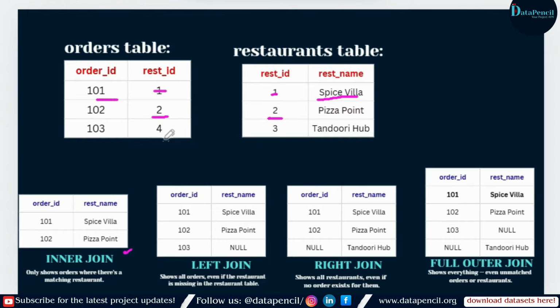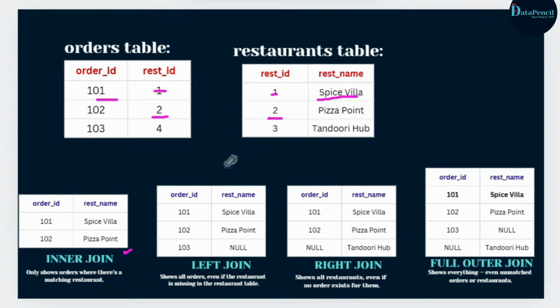Now restaurant ID 4. Here no restaurant ID 4, so it is not matching. Here restaurant ID 3, and here no restaurant ID 3. So these are not matching, and they will not come in the output window. Correct? This is what inner join is. It will basically reflect only those rows which are common in both the tables.